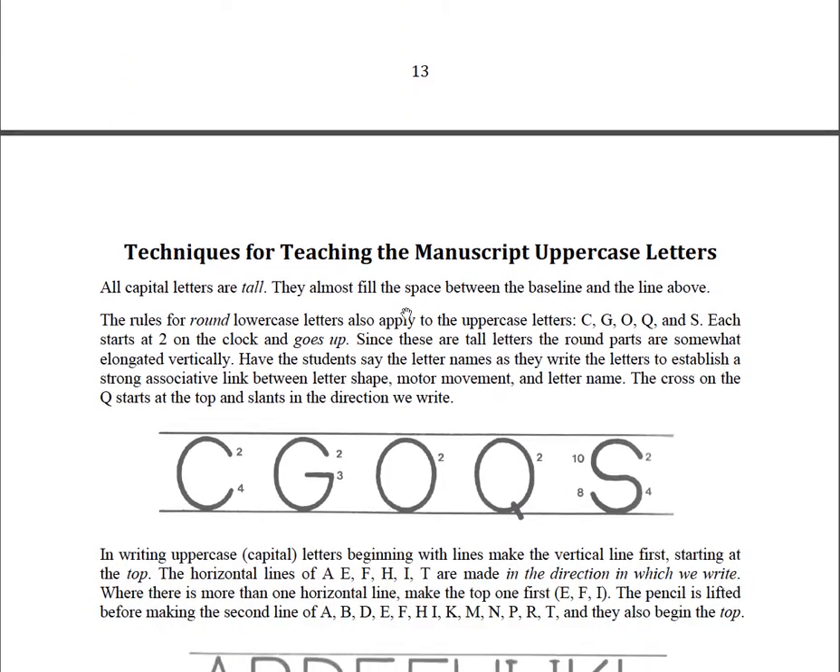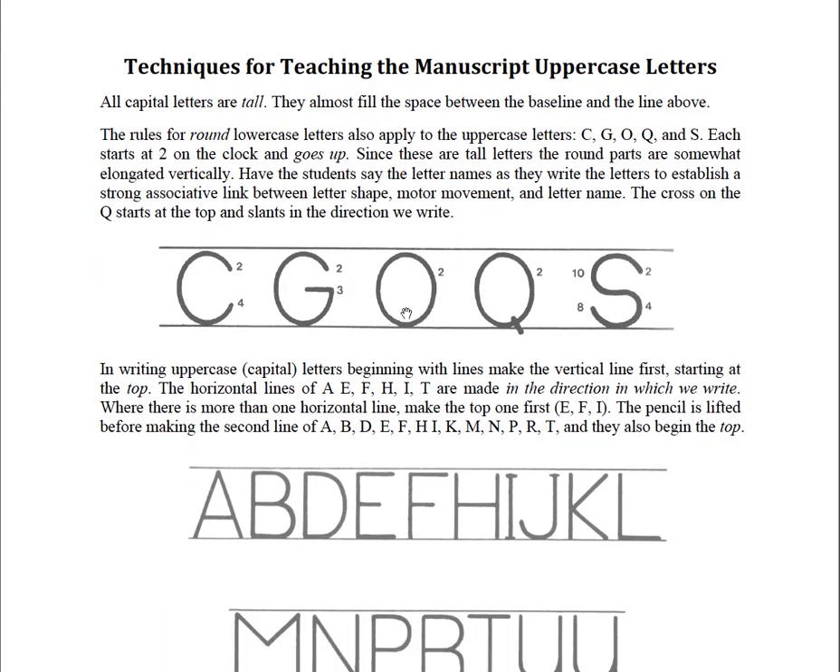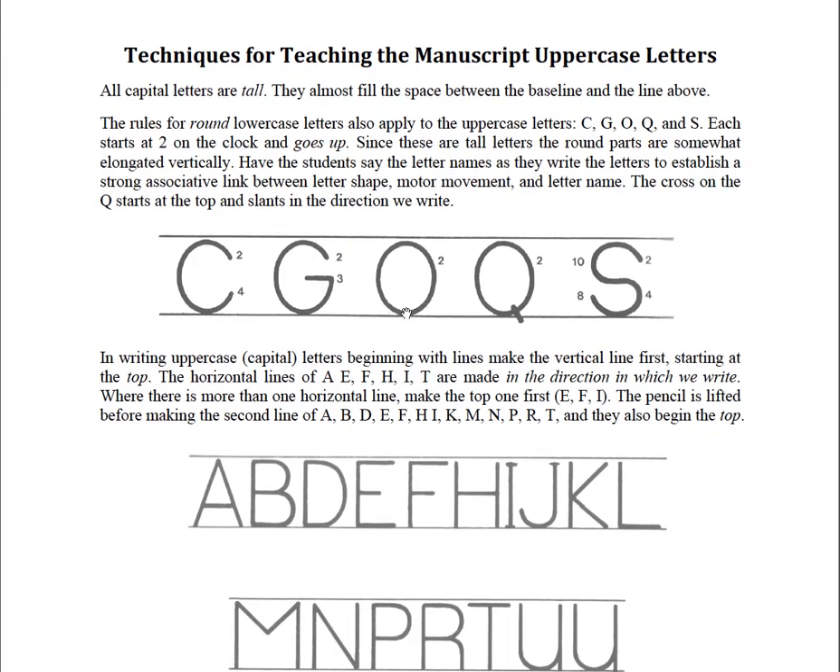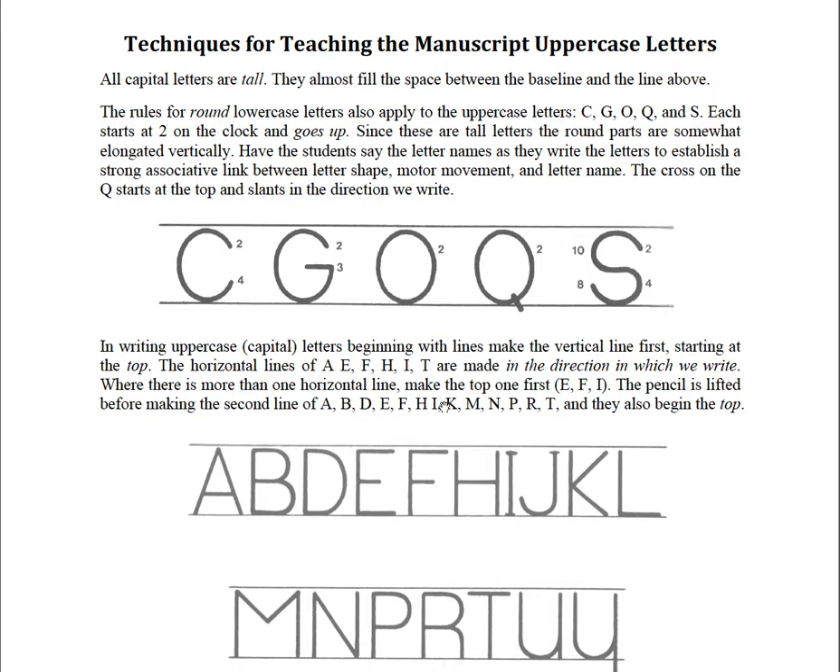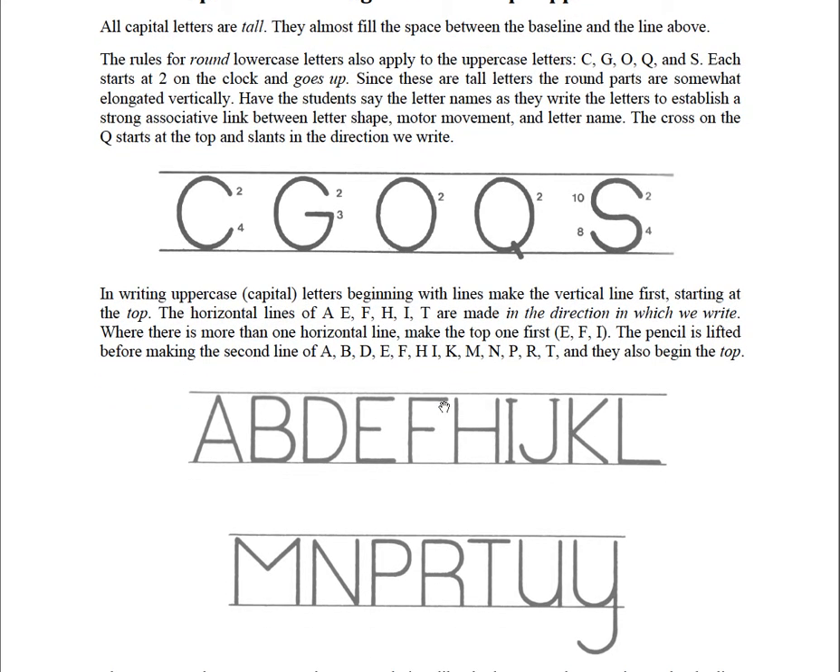Pressing on. Okay, uppercase. I do want to look at this a little bit. Notice how this follows the same idea. The letters that start at 2 o'clock, 2 around to 4, don't quite touch the top line: the G, the O, the Q, and the S. And then the ones that start with a line are all mentioned right here, so they're going to be close to the letter. And notice that they're single strokes.